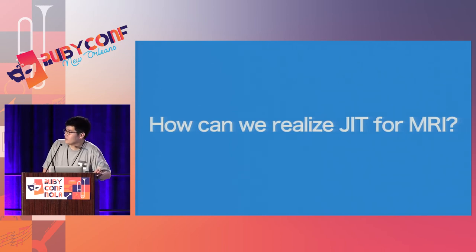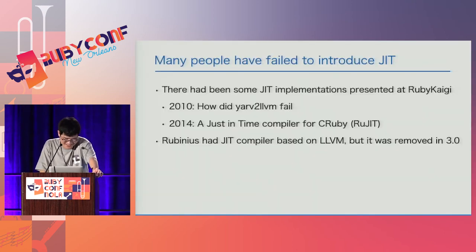Then the main part of this talk is how we can realize JIT for MRI, because this is a conference. Many people have failed to introduce JIT. There were some talks about JIT compilers at RubyKaigi. LLVM is very similar, or uses the same technique as YARV to LLVM. It's a very old project, and we have failed since such an old age. Also, there was a promising tracing-based JIT compiler, RuJIT, but it's not merged to Ruby core for now. And also, Rubinius, you may know, uses LLVM, and it has a JIT compiler.